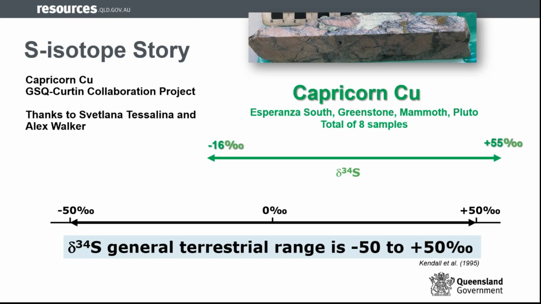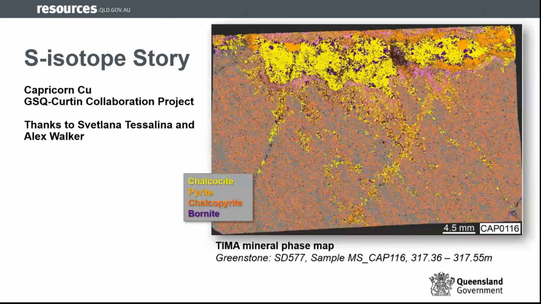So we received this data just a few weeks ago. And I tell you, the first shock was, it's a single deposit, several samples, and look at the range in sulfur isotope delta 34. It's very comparable with the general terrestrial range. So, first shock, but let's look at the TIMA image again.